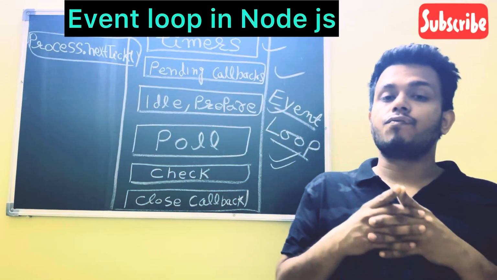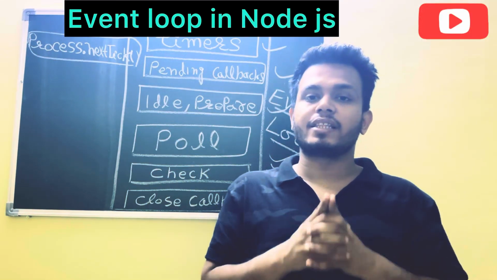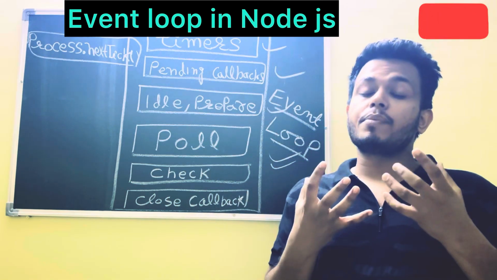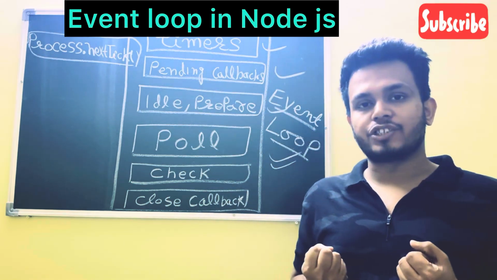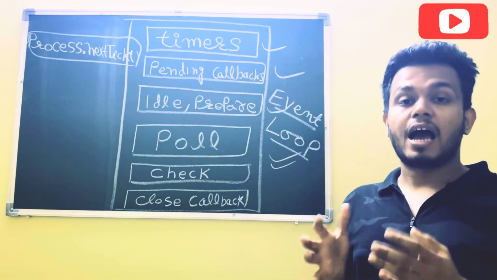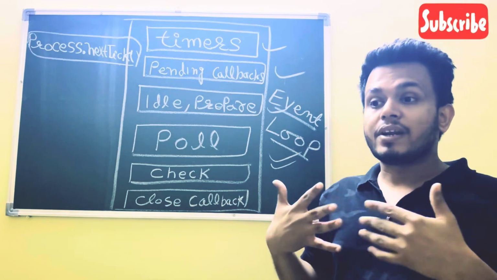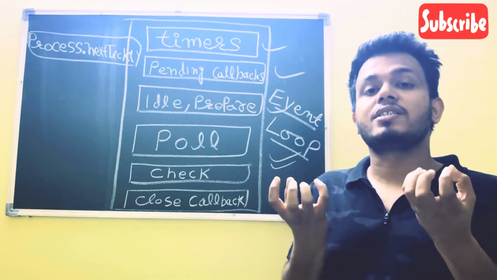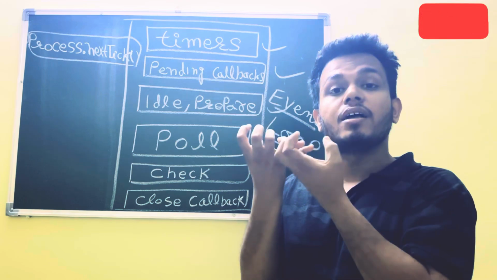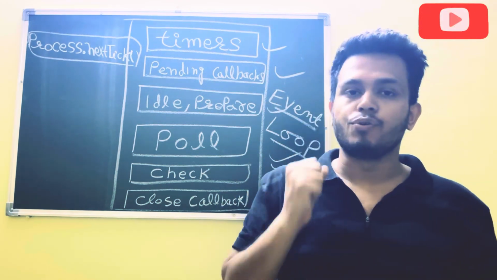How event loop works internally. As we know, JavaScript is single threaded. So how are we able to achieve multi-threading functionality in Node.js with the help of the event loop? I will explain each and every phase of the event loop so that it will help you understand how this single threaded language becomes multi-threaded with the help of one library, which is libuv.